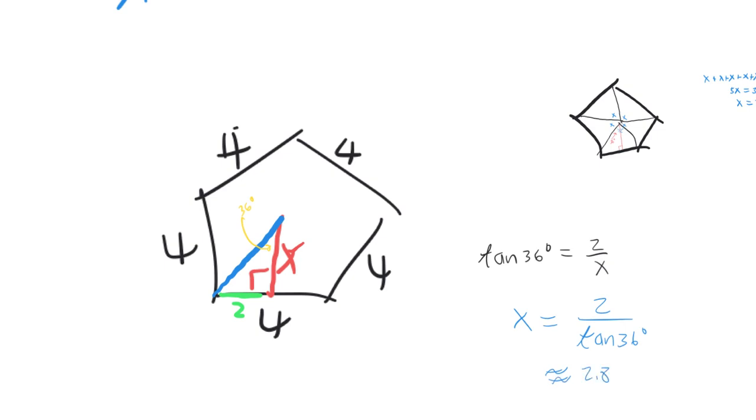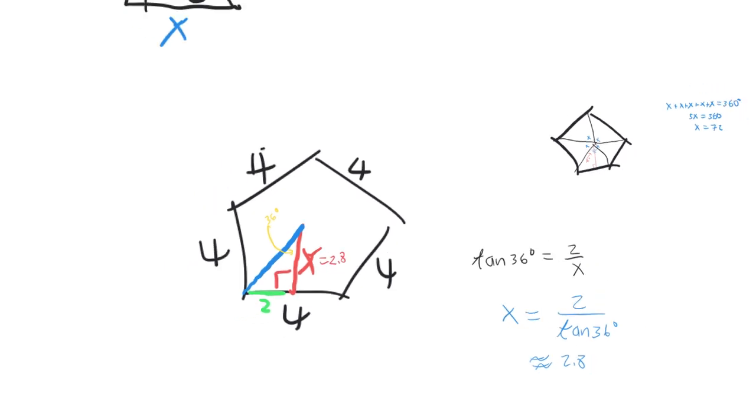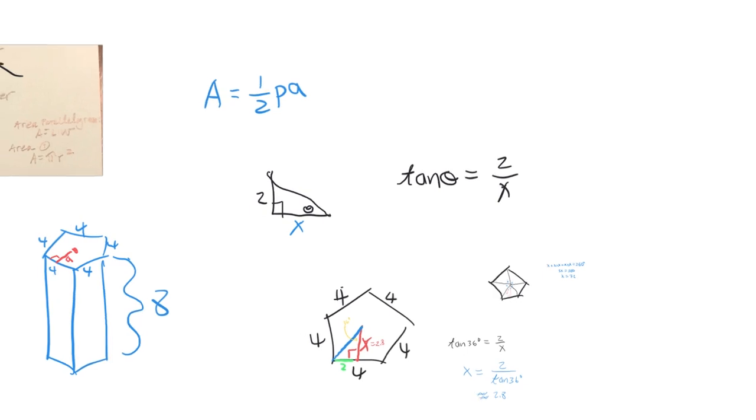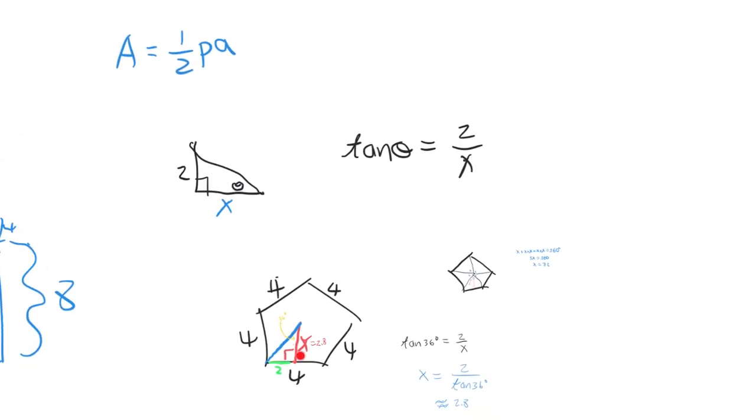So we're going to say that the apothem, therefore, is 2.8, which we need because we need to find the area of this pentagon. And we know that the formula we need is this one. So we can begin to fill out what we know. It's going to be 1/2 the perimeter. Well, what is the perimeter? The perimeter is going to be 4 plus 4 plus 4 plus 4 plus 4, aka 20, times the apothem itself. The apothem itself is 2.8. So that's going to be 10 times 2.8, aka 28.